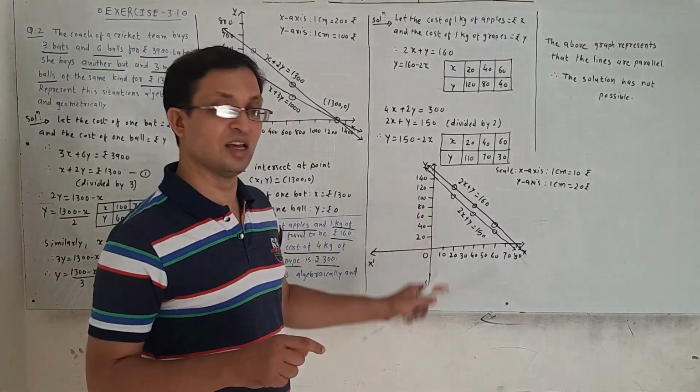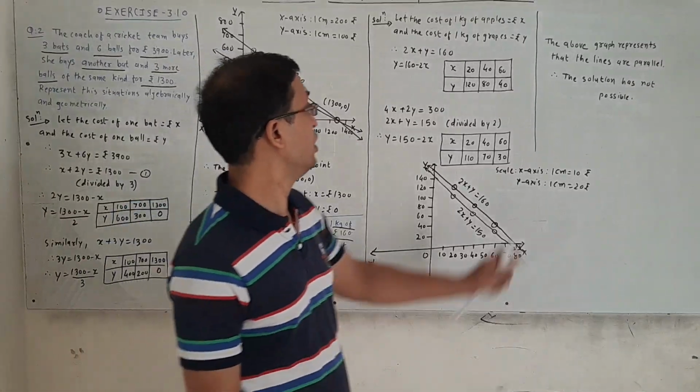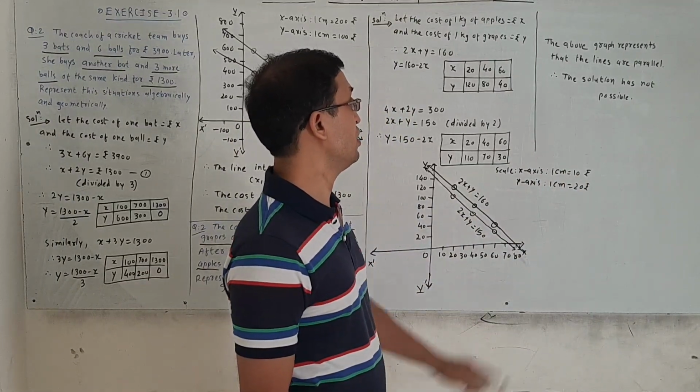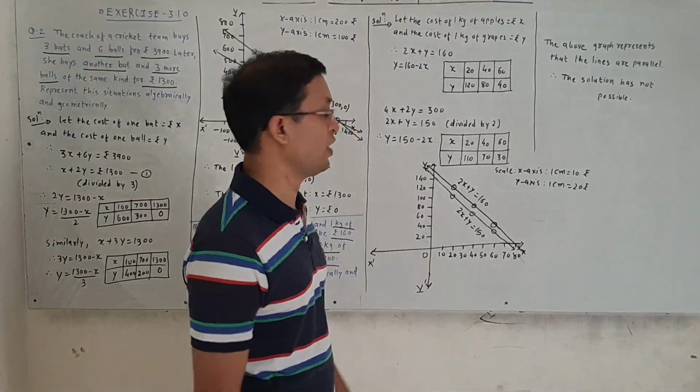Therefore, both lines are parallel to each other. There is no solution. Therefore, the above graph represents that the lines are parallel. Therefore, the solution is not possible. Both lines are parallel.